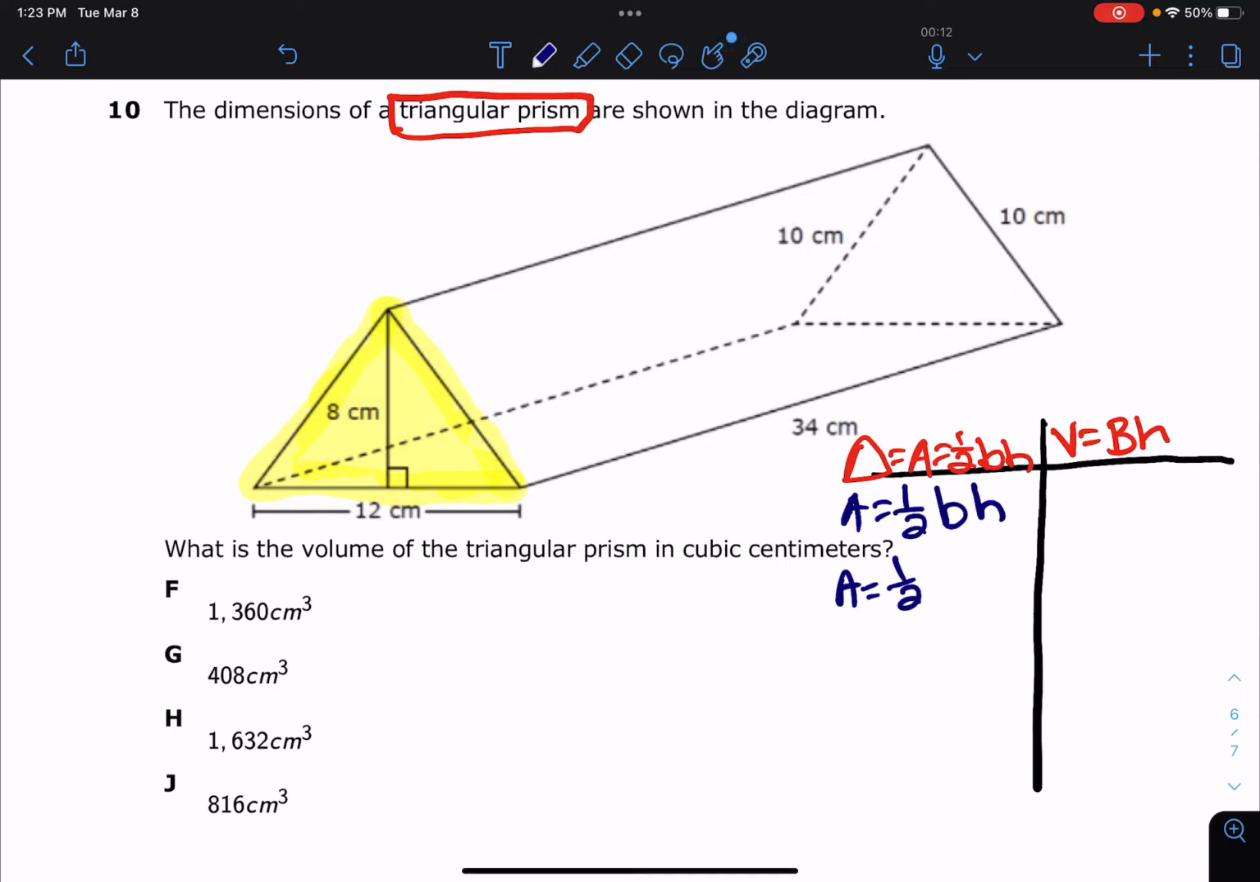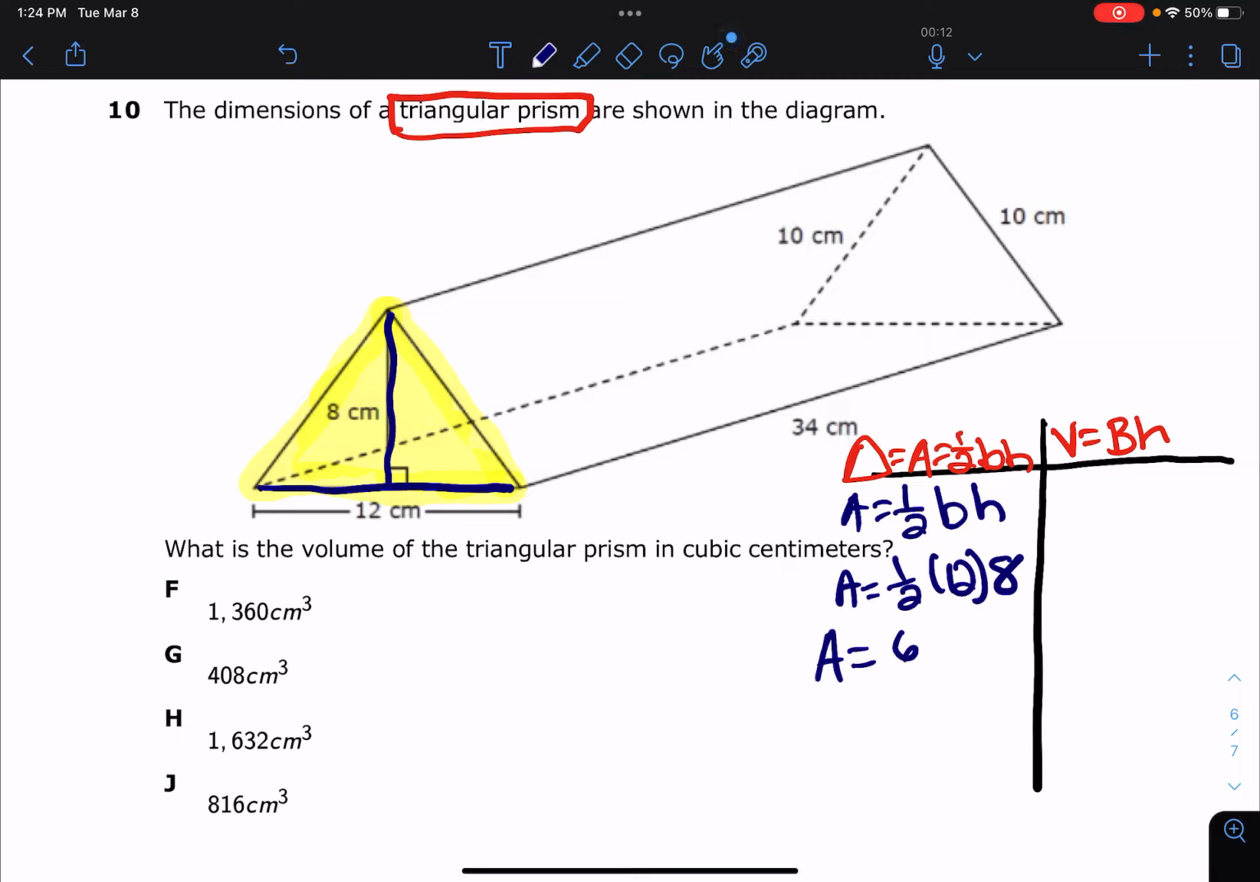The base would be the bottom part of my triangle, which would be this part here, which is 12. And then times the height. Remember, it's important for you to understand that the height goes from the base to the very top part of the triangle, which is 8. Now that we have that, we can solve this. So we have A equals 1/2 times 12. Half of 12 is 6.